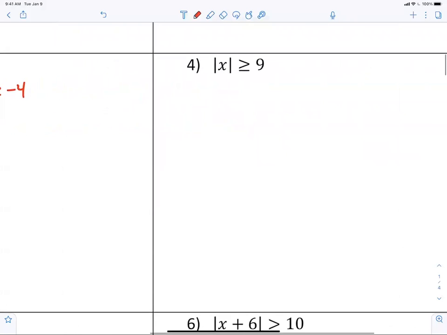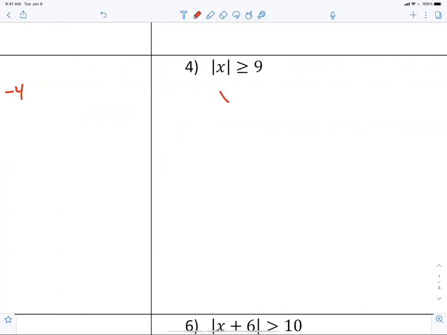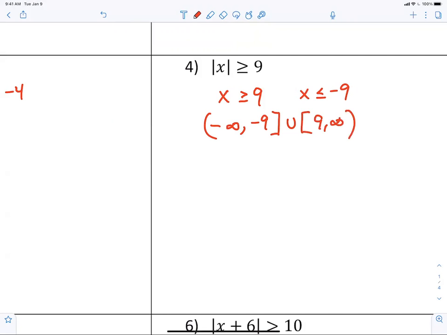Okay, here we go. Number 4. So we're going to write this as X is greater than or equal to 9, or less than or equal to -9. Now you have to visualize. Where's greater than 9? Where's less than -9? It's an or statement. They're going in opposite directions. All right, so once you establish that, you have -infinity to -9, bracket, union, bracket, 9 to infinity. That's all that means.